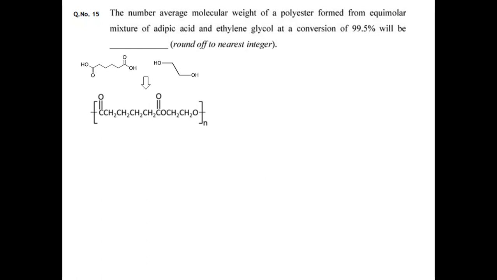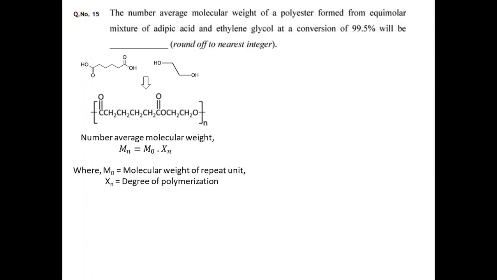In this question, we need to find the number average molecular weight of polymer at 99.5% conversion. The monomers adipic acid and ethylene glycol are in equimolar ratio. Number average molecular weight of polymer can be represented by this simple equation.